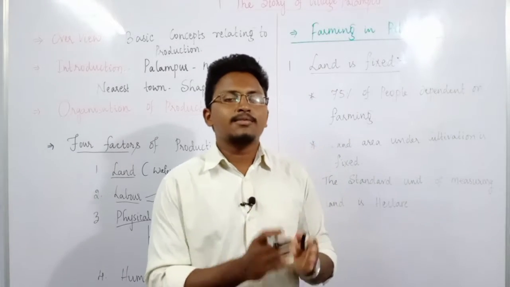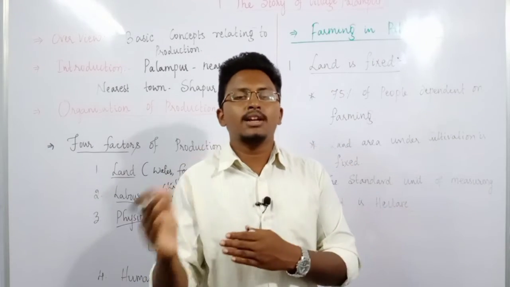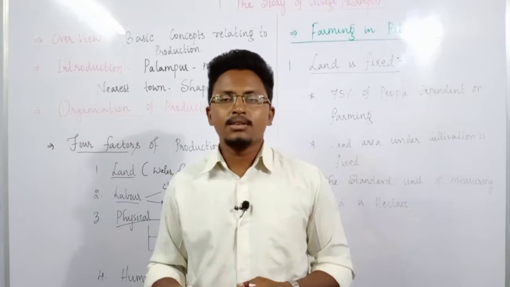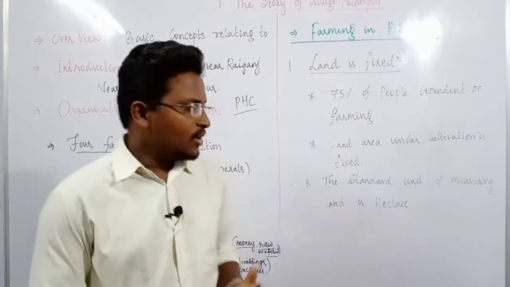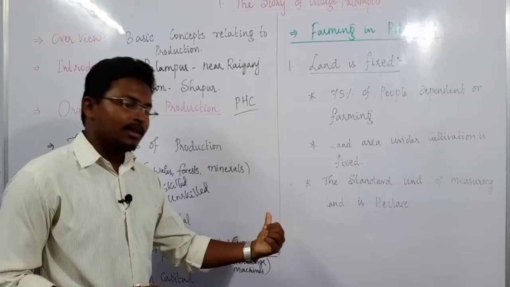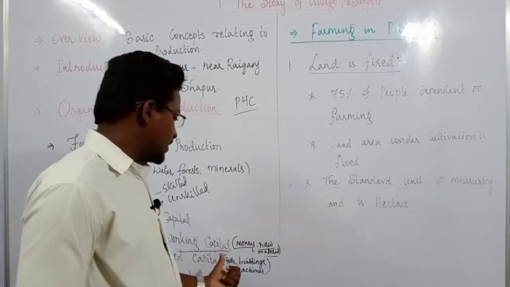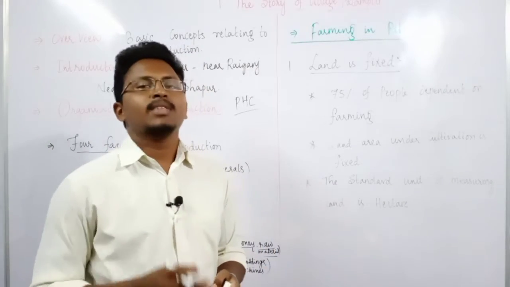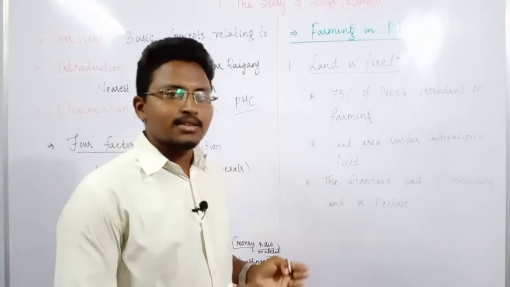And those things which, once fixed, if there is no need to change them, we call this fixed capital. So here, working capital examples are money and raw material, and fixed capital is tools, buildings, machinery, etc., coming under this fixed capital.